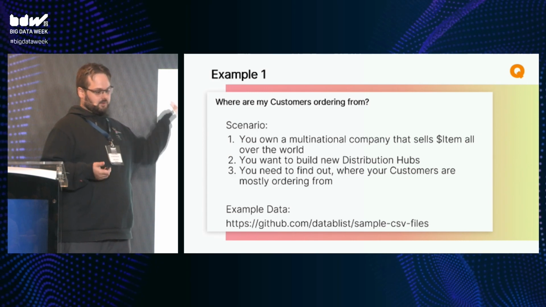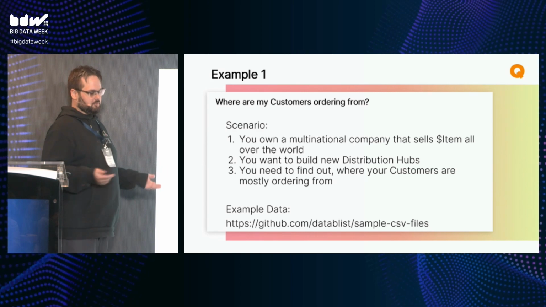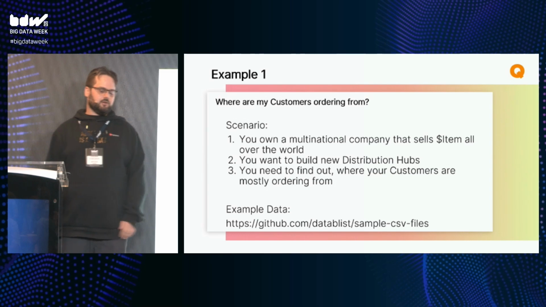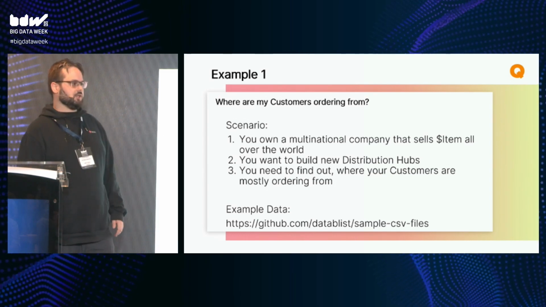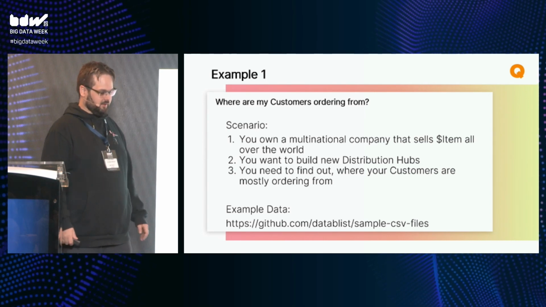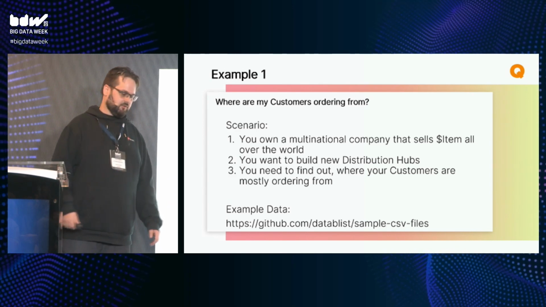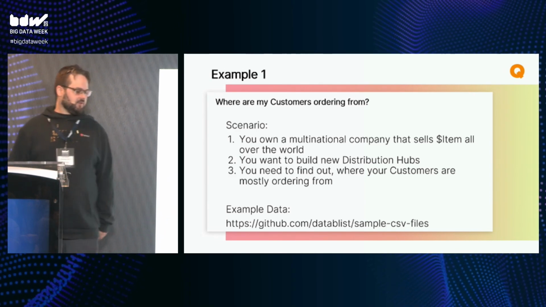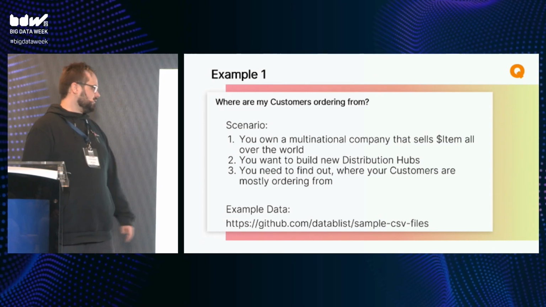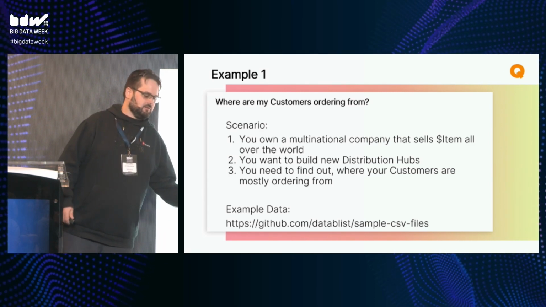So, example 1. You are a multinational company that sells some kind of item all over the world. And you want to make your organization more efficient. You want a new distribution hub, and you need to figure out where. World's a big place, where do I need to put my distribution hub? And in order to do this, you need to figure out, hey, well, where are my customers coming from? Now there's some example data on GitHub. It's just some basic CSV examples I'm using. Those were generated. We'll see that later as well. Yeah, we'll see what we can do with this data.